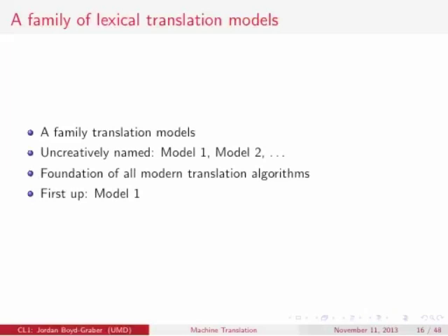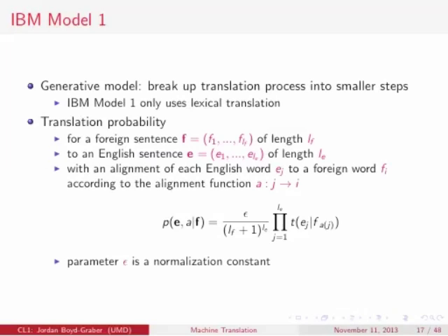And despite their uncreative names, they form the foundation of all modern translation algorithms. And we're going to talk about the first translation model, called Model 1, for the majority of the rest of this class before talking about the stuff that came after. What IBM Model 1 does is break up the translation process into smaller steps.